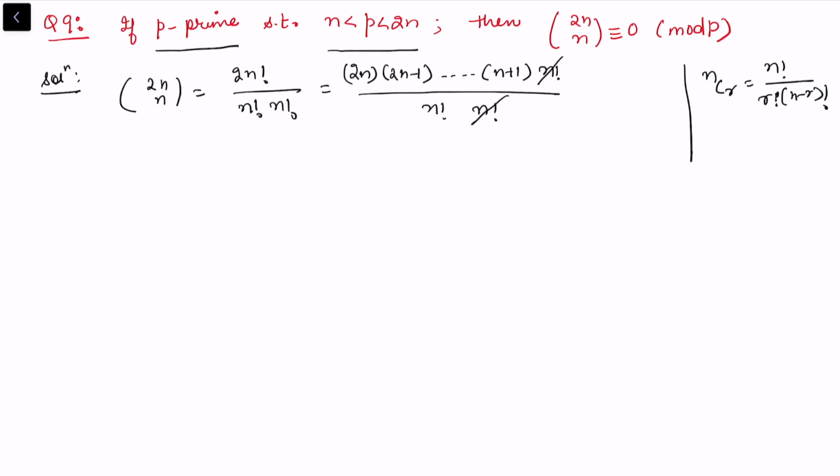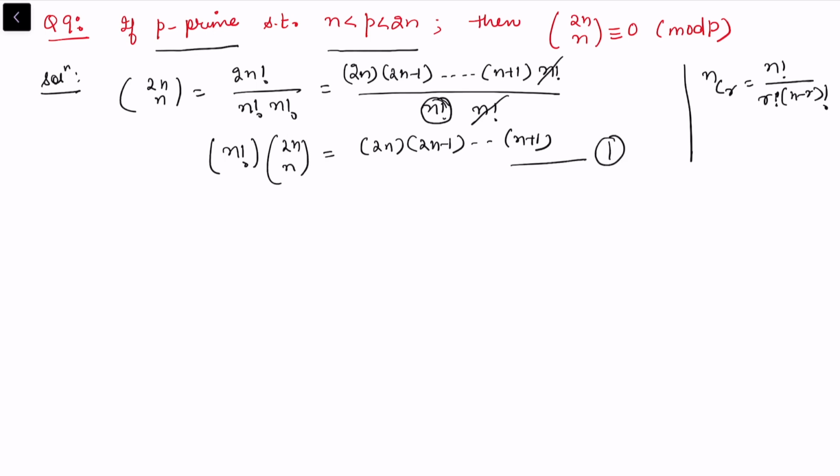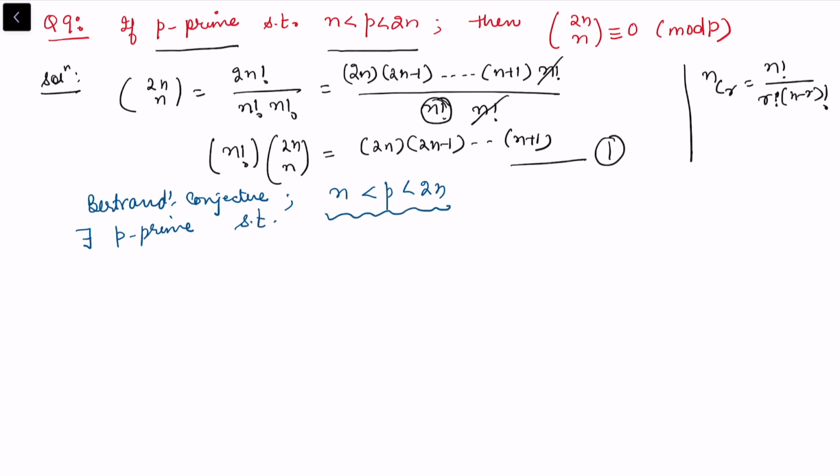One of the n factorial gets cancelled. So we have 2n into 2n minus 1 up till n plus 1. And this n factorial I am going to cross multiply. So this is n factorial into 2n choose n. So we got, let's call this equation number 1. Now I'm going to use one of the conjectures, and Bertrand's conjecture says that between n and 2n there exists a prime. So n less than p less than 2n, or we can simply say there exists a prime p such that this prime must lie between n and twice of that integer.